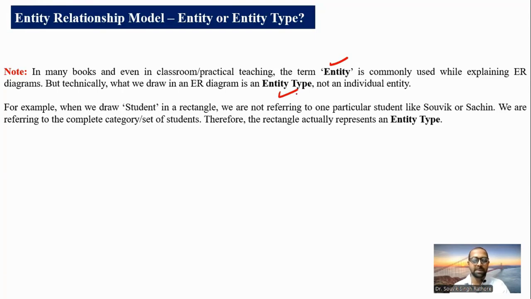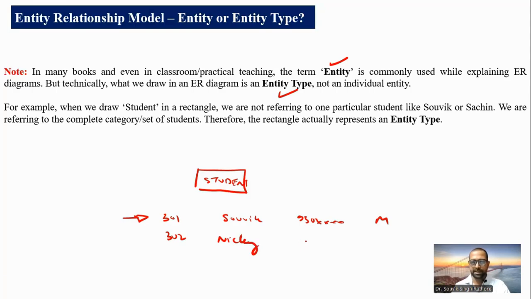Let's understand with an example. Suppose we draw a rectangle and it is labeled as student. Does this rectangle represent one student? For example, my name is Souvik, my roll number is 301, my phone number is something, and my gender is male. There can be another student called Nikki with some phone number, and she is female. She is another entity, and together many such entities combine to form the student table.